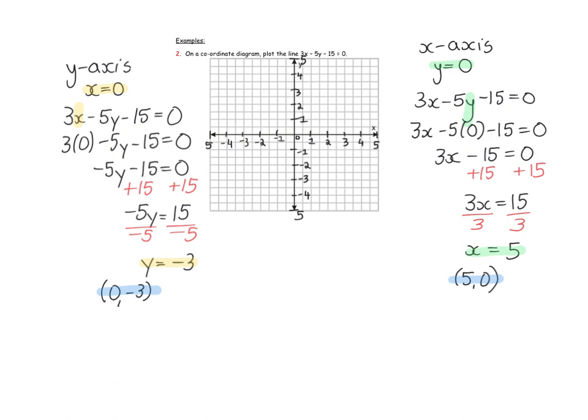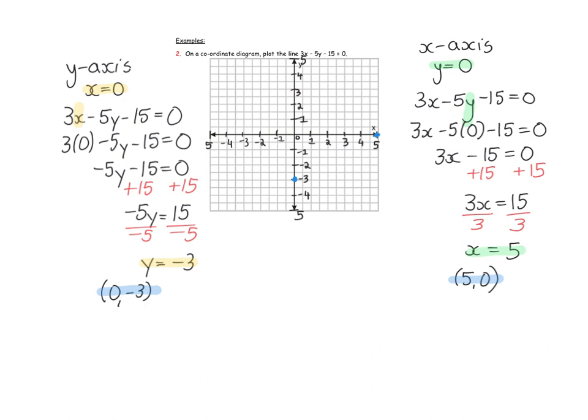So we can plot them on the graph. We'll start with 0, minus 3. So we go 0 on the x-axis and minus 3 on the y-axis. So the point will be here. And the next point we have is 5, 0. So we go 5 across on the x-axis and 0 up on the y-axis. So the point will be here.